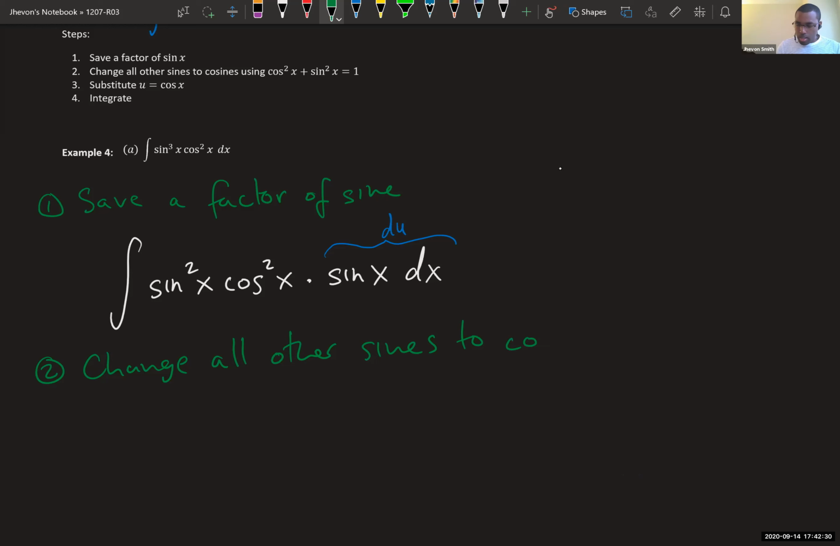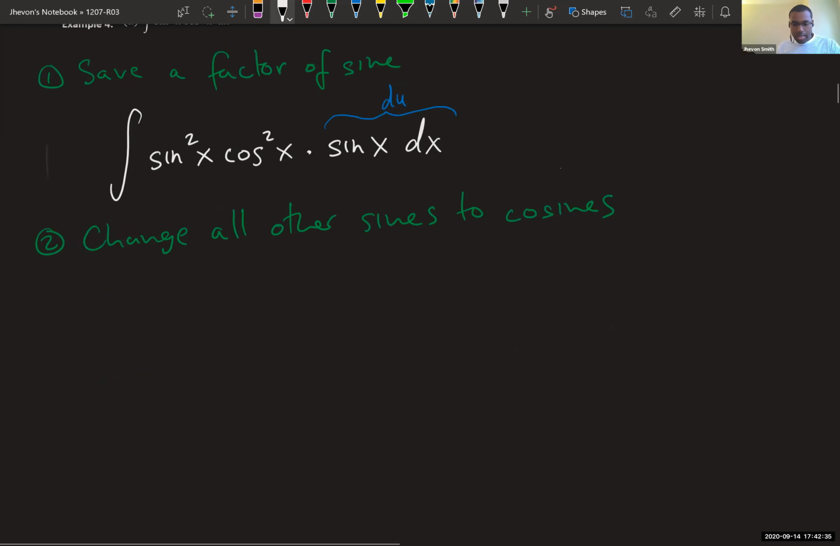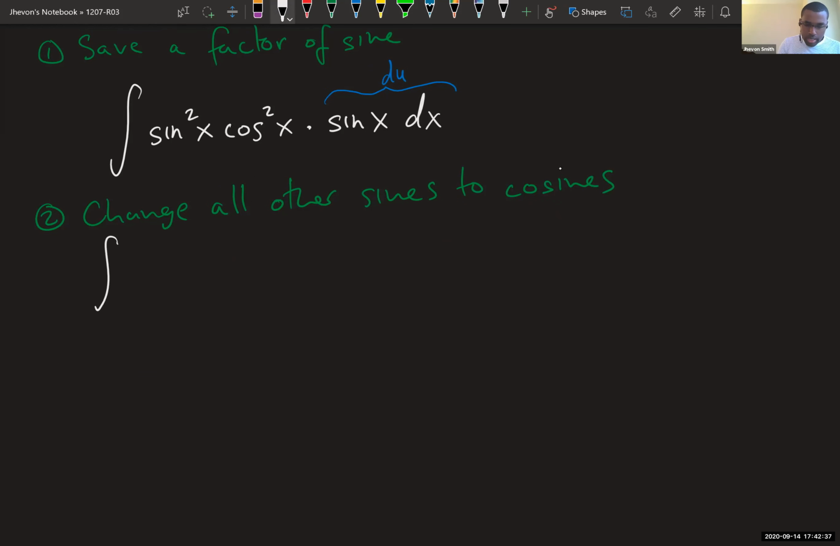So change all other sines to cosines. That means here I have a sine squared. I'm simply going to change that sine squared into 1 minus cosine squared.